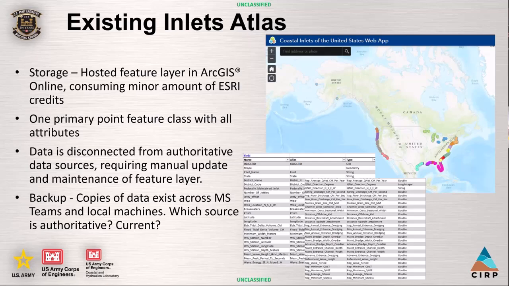And what this ends up resulting in is several versions of this geodatabase existing across various Microsoft Teams sites and Corps of Engineers machines. Questions come up like which source is authoritative, which source is current, which source is the most recent. So the data can quickly come out of currency.